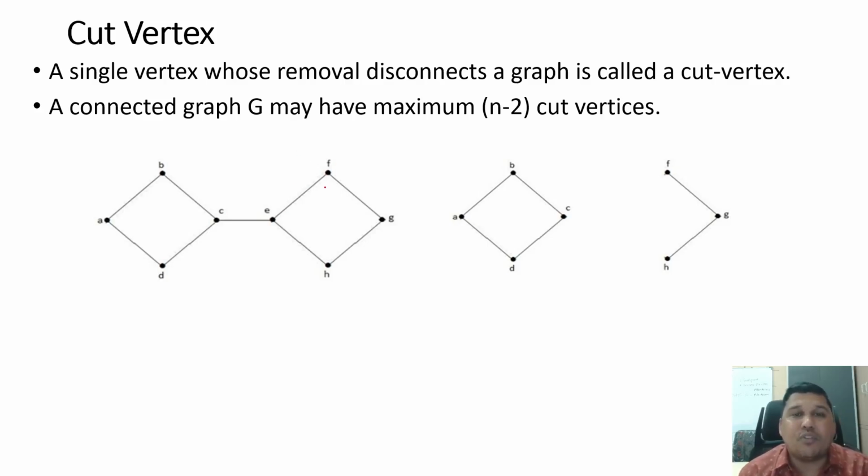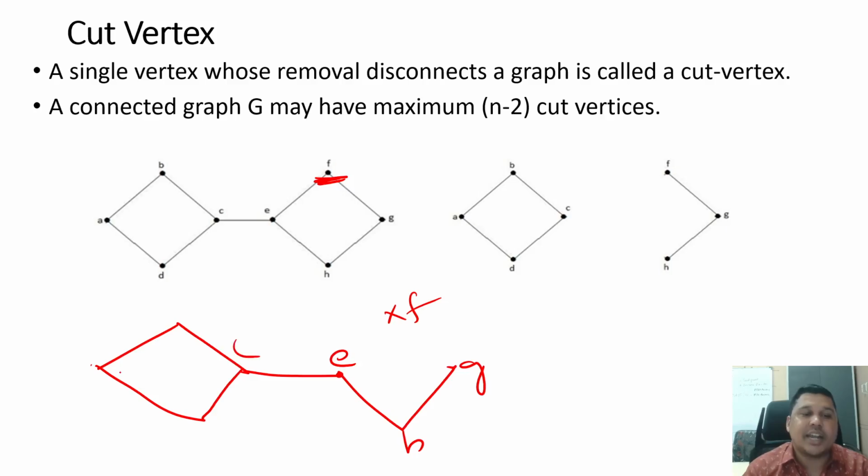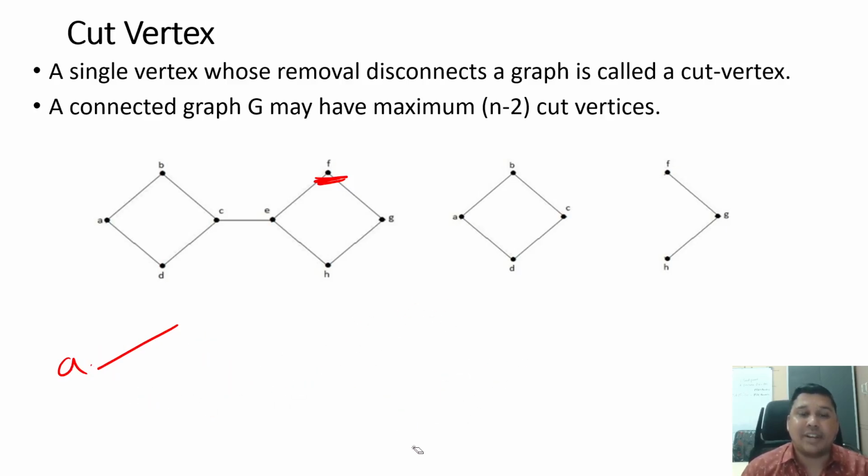You may ask, what will happen if I remove F? If you remove F, the graph will become like this. This will remain the same, and C to E will remain the same. This is not disconnected. By removing F, the graph is still connected. From A, I have a path to G and to H. So that cannot be a cut vertex. A cut vertex is a vertex whose removal breaks the graph into two pieces. So here C and E are the cut vertices. Given a graph, find out which are the cut vertices.